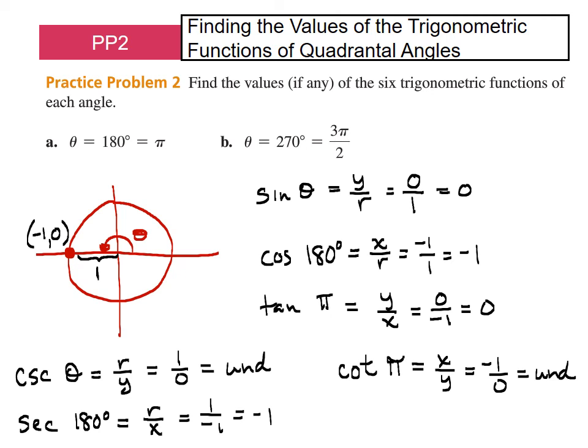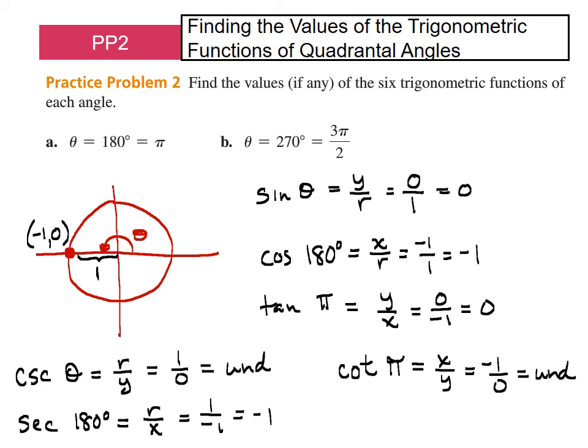Secant of 180 degrees, again r over x. In this case, it's going to be 1 over negative 1 this time, but still negative 1. And last one here, cotangent. Cotangent, I'm going to put the pi value in there. And again, I'm just changing the angle around. It doesn't matter what it says, either pi or 180 degrees or theta. Hey, there's another one here that's undefined. So I guess for these trig functions, sometimes they will be undefined.